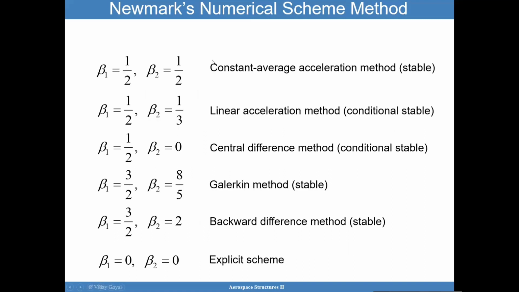Here are some particular values of beta that will actually give you different types of methods. The explicit scheme is beta 1 equals 0, beta 2 equals 0. You have the backward difference, you have the Galerkin method, you have the central difference method. A lot of different techniques are available, but you just have to select the value of beta 1 or beta 2 according to this table.